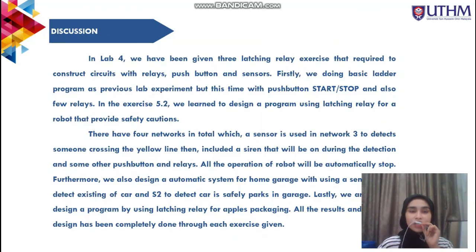So, as for the discussion, in Lab 4 we have been given 3 latching relay exercises that require constructing circuits with relays, push buttons, and sensors. Firstly, we did a basic ladder program as in the previous lab experiment, but this time with push button start and stop, and also a few relays. In exercise 5.2, we learned to design a program using a latching relay for a robot that provides safety cautions. There are 4 networks in total, in which a sensor is used in network 3 to detect someone crossing the yellow line, and then a siren is turned on during the detection of someone, and all the operation of the robot is automatically stopped.